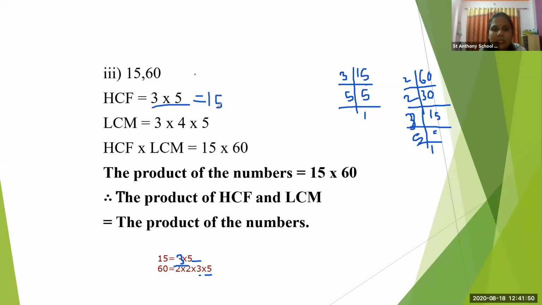And what will be our LCM then? 3 into 5, common factors पहले लेंगे, and then 2 into 2, right? That means 4. So our LCM will be what? 3 4s are 12 and 12 5s are 60.